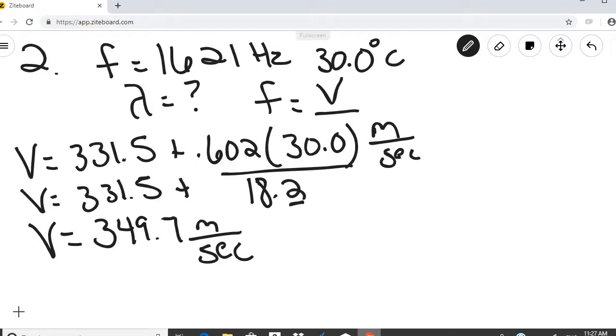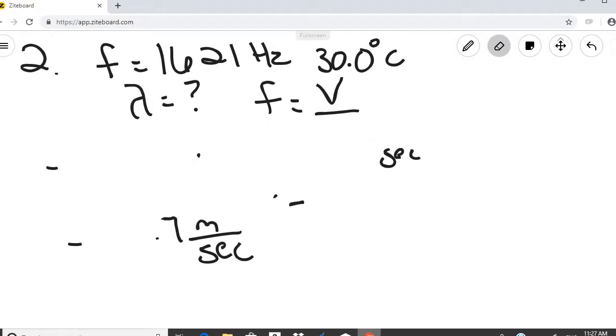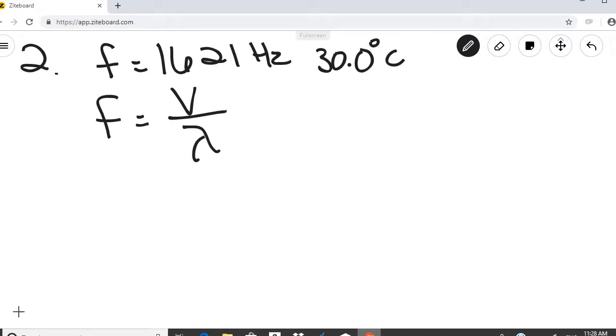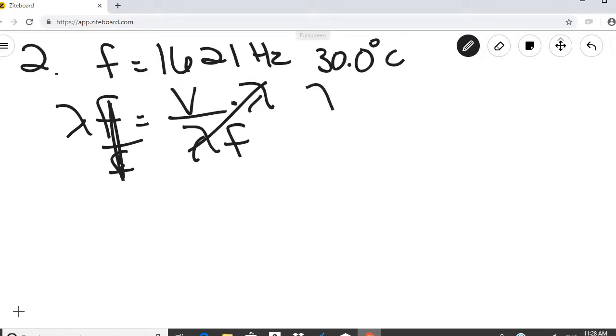Okay, so now all we need to do then is take our equation and solve for the wavelength. So frequency is equal to velocity divided by wavelength. So we'll multiply both sides times wavelength. That gets rid of that over there. Divide both sides by frequency. That gets rid of that over there. So then wavelength is equal to the velocity divided by the frequency.